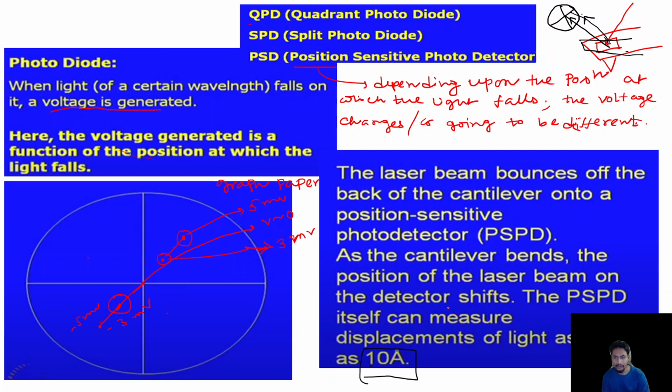Right. If the tip is sharp, and all the other things that determine the resolution are kept fixed, then only can we measure up to a very great resolution, right? So this is about the detector. Now let's talk about the alignment of the AFM.